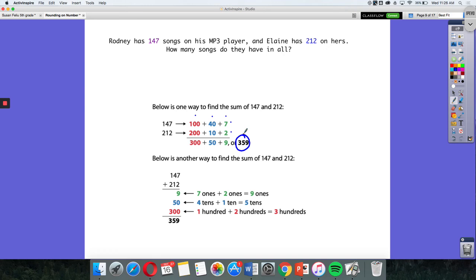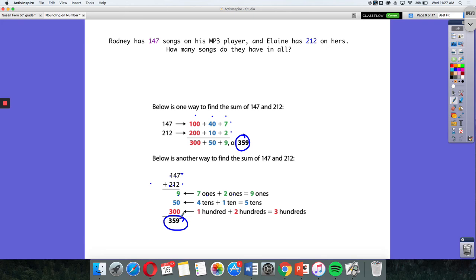If we want to add to find the sum at the bottom, we can take 147 plus 212. We can add our ones, so 7 ones plus 2 ones gives us our 9 ones. 4 tens and the 1 ten is 5 tens, or if we know 5 tens is 50. 100 plus 200 is 300. So when we add that up, we again get 359.